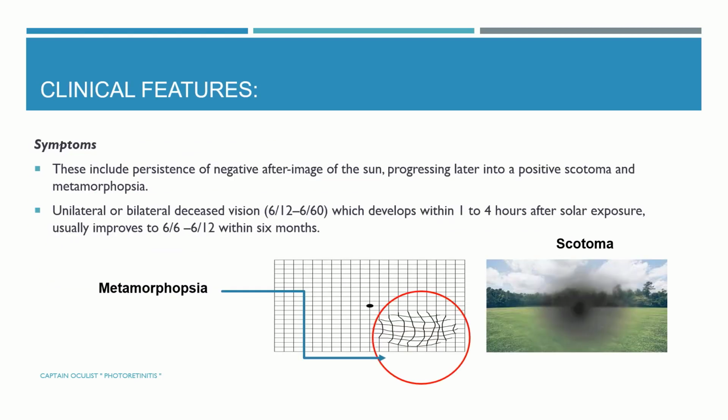Let's discuss the clinical features. Symptoms include persistence of a negative after-image of the sun, progressing later into a positive scotoma, one which appears as a dark spot in the visual field, and metamorphopsia, where objects appear distorted. It is unilateral or bilateral, with decreased vision of 6/12 to 6/60, which develops within 1 to 4 hours after solar exposure and usually improves to 6/6-6/12 within 6 months.